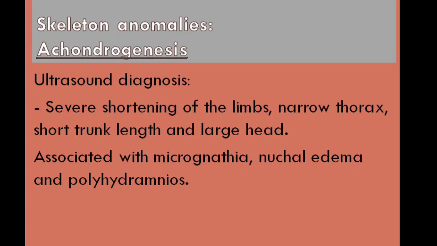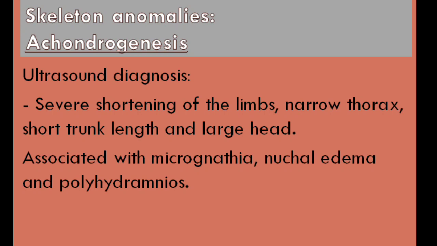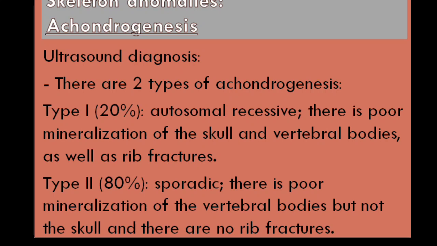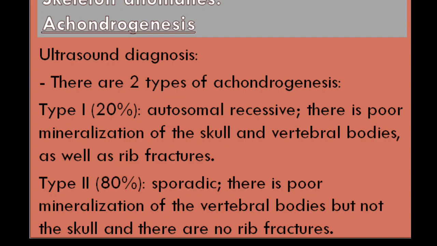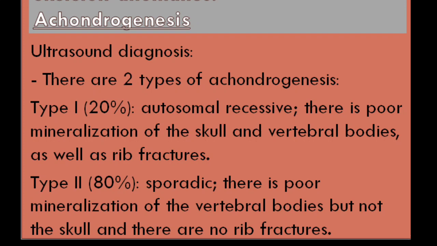2. Achondrogenesis. Ultrasound diagnosis. Severe shortening of the limbs, narrow thorax, short trunk length and large head. Associated with micrognathia, nuchal edema and polyhydramnios. There are two types of achondrogenesis. Type I, 20%, autosomal recessive: there is poor mineralization of the skull and vertebral bodies, as well as rib fractures. Type II, 80%, sporadic: there is poor mineralization of the vertebral bodies but not the skull, and there are no rib fractures.